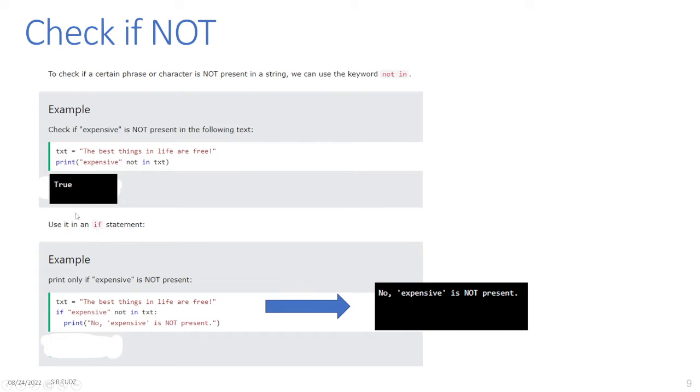We can also, similarly, use this in an if statement. So print only if "expensive" is not present. So the best things in life are free, that's the value of txt. If "expensive" not in txt, then we print "No, 'expensive' is not present." So it will print that one because expensive is not present in txt.